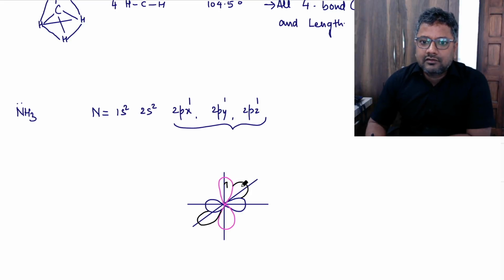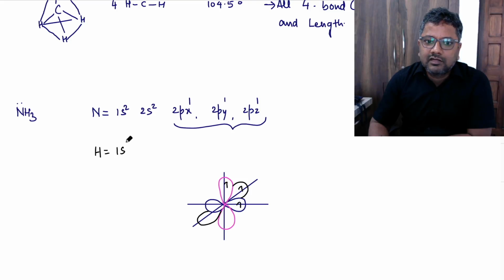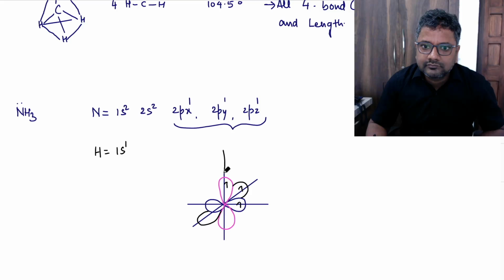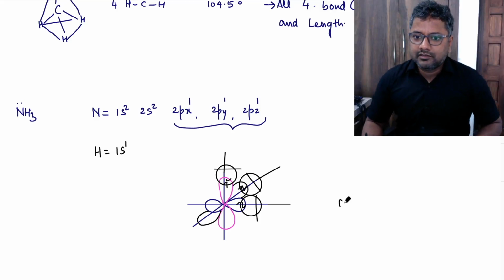So one electron in hydrogen, 1s1, so hydrogen will overlap, and electrons are paired like this. So N, H, H.